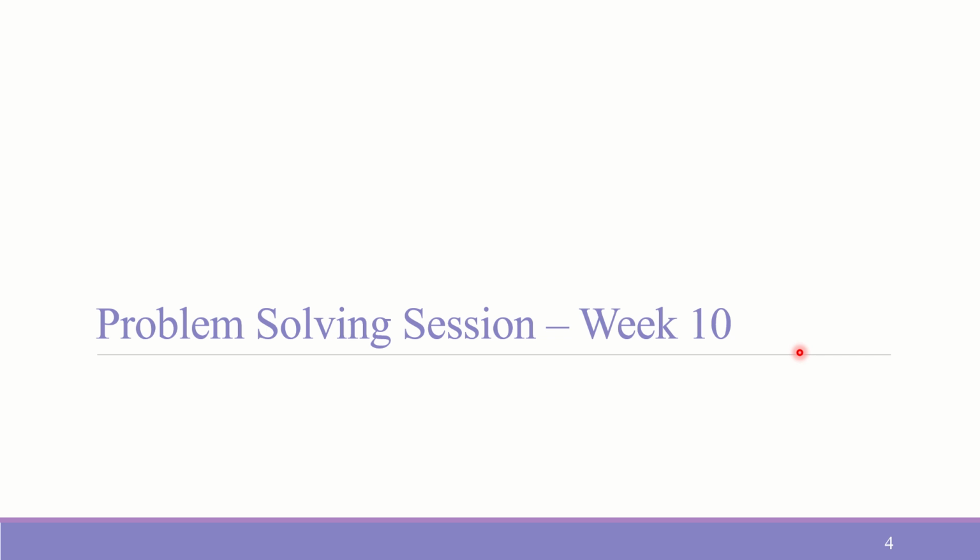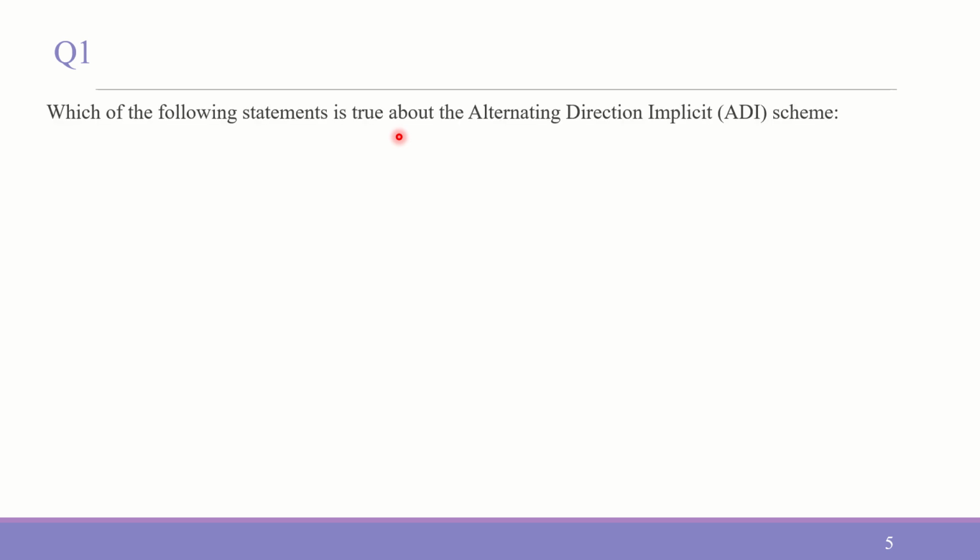So now we will start. All right. So now this is question 1. What is it that we got in question 1? Question 1 is: which of the following statements is true about the alternating direction implicit scheme?